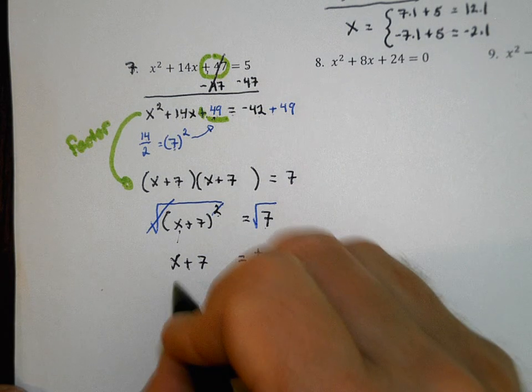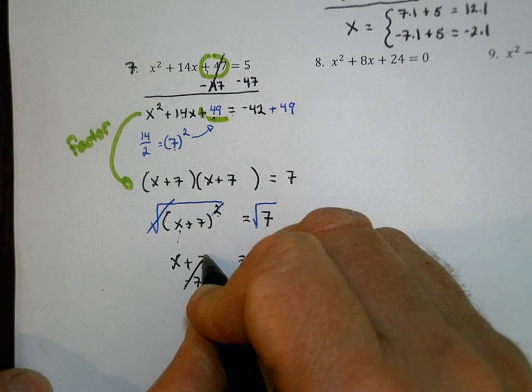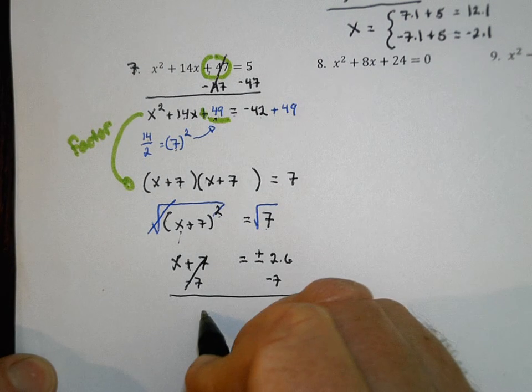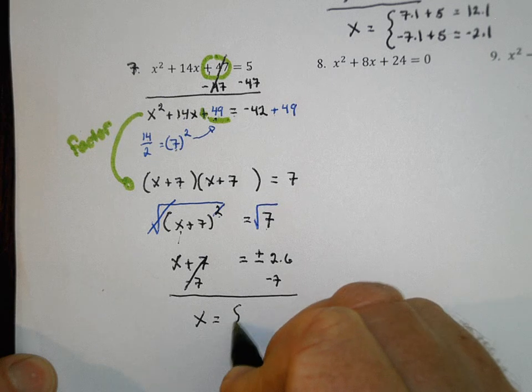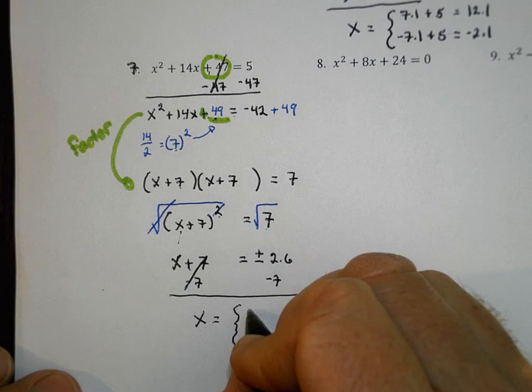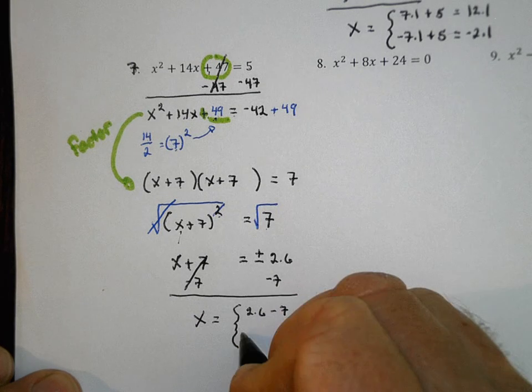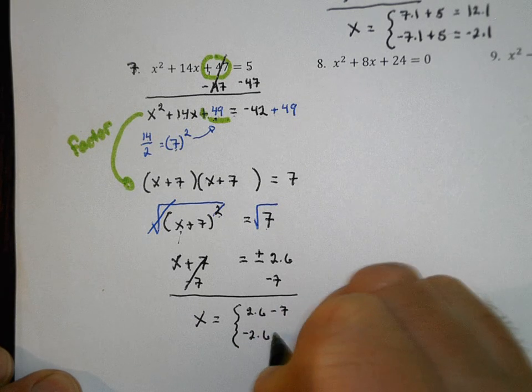Continue to solve. I'm going to subtract 7 from both sides of the equation. Those 7s will cancel out, and I'm going to get x is equal to, and now I'm going to get 2 answers for x. One of my answers would be positive 2.6 minus 7, and then my other answer would be negative 2.6 minus 7.